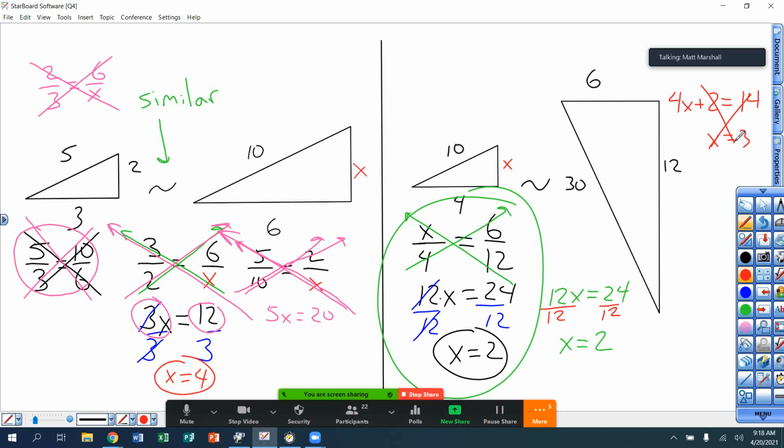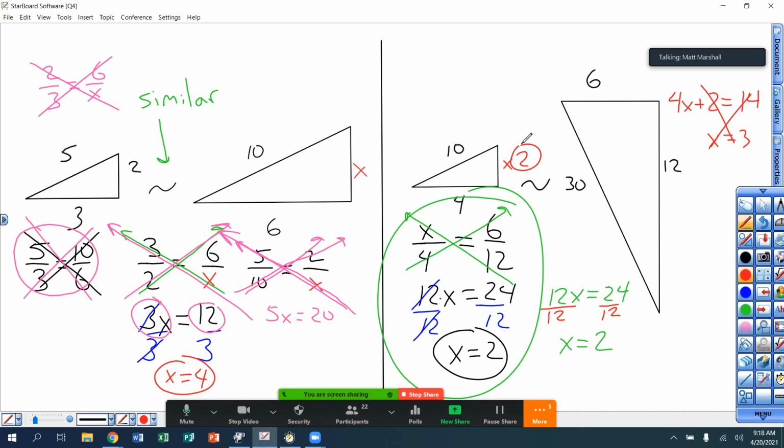Angie, what's up? So the squiggly line, it means similar, right? How do we know they're similar? For this triangle, it's 10, 2, and 4, and the other triangle is 36 and 12.